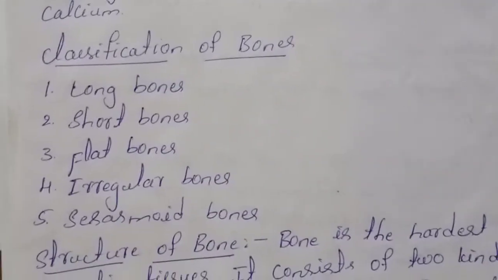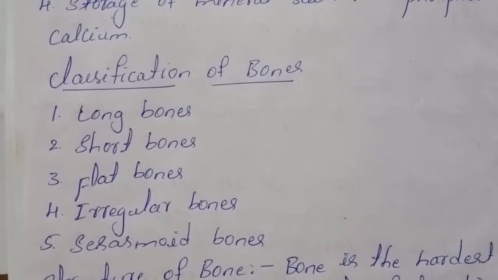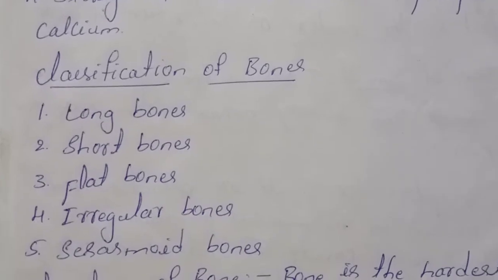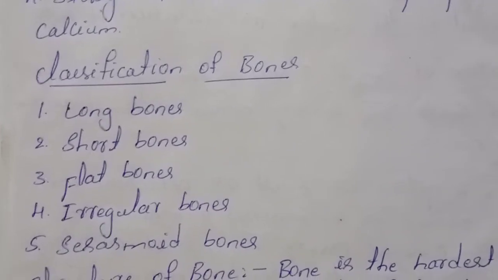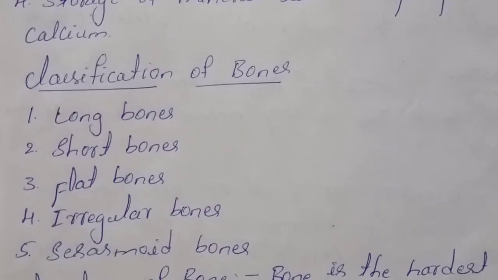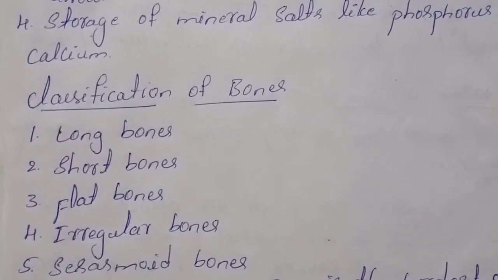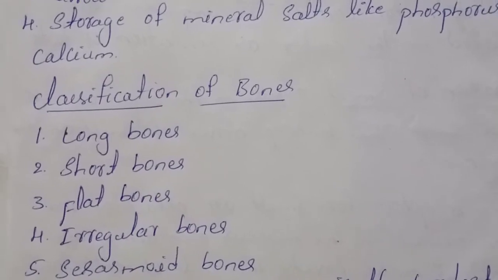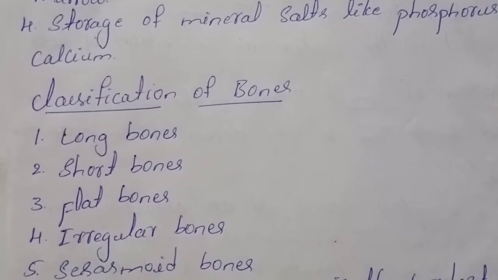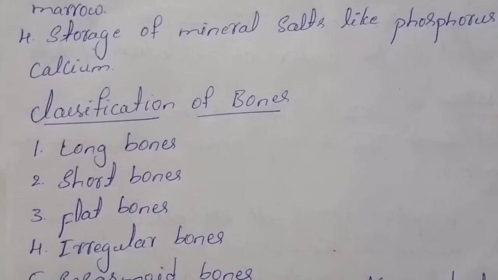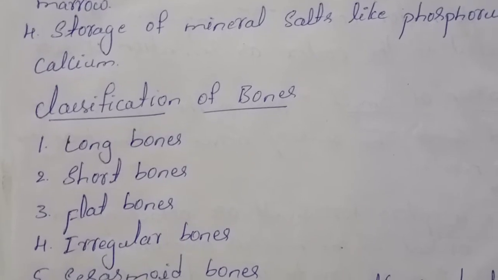Next, classification of bones. Bones of the skeleton are classified into 5 types: long bones, short bones, flat bones, irregular bones, and sesamoid bones. First, long bones. They are found in the limbs. A long bone contains a shaft and two extremities and helps in various movements of the body.